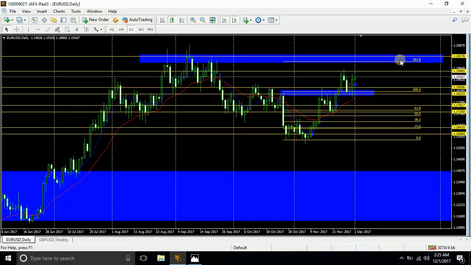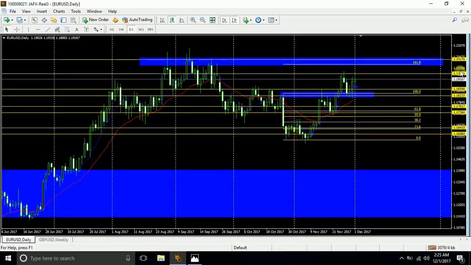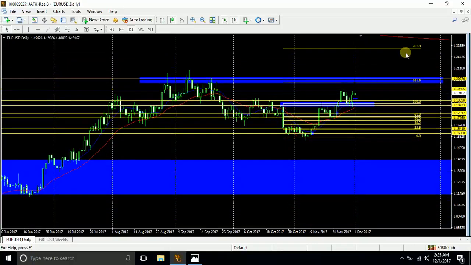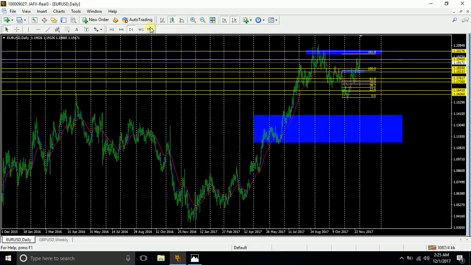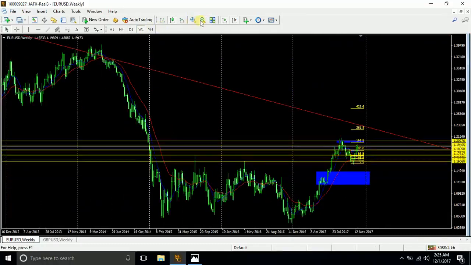When you get that 4-hour candle to close in here, you can then determine what pattern you're seeing on the 1-hour and 4-hour chart. And then you'll determine if it's going to continue up to the 261.8, which in my opinion, yes, it will, because that is where the trend line is. The trend line's up here at 261.8. All right.